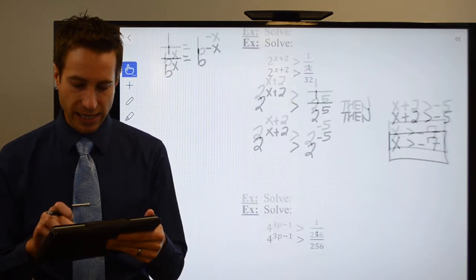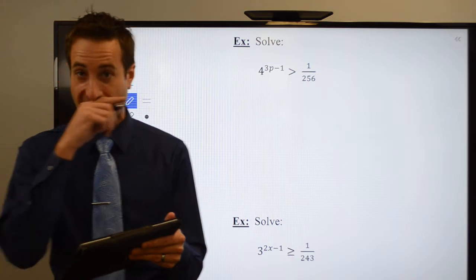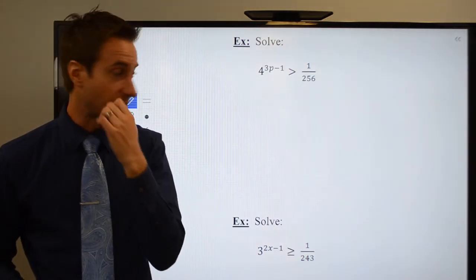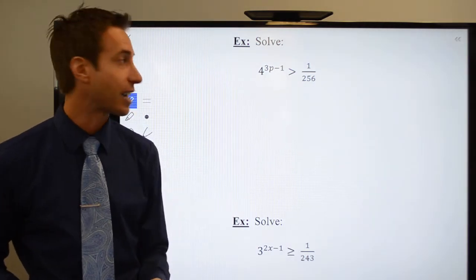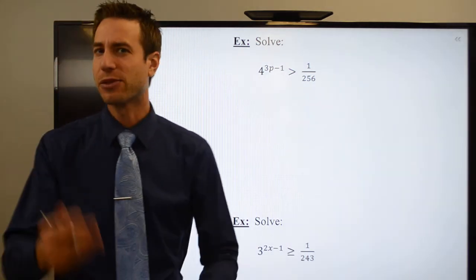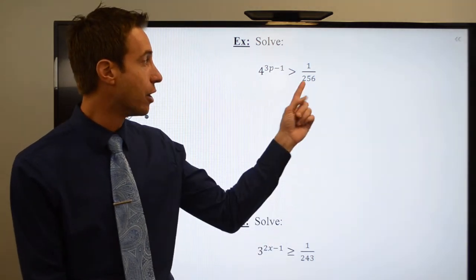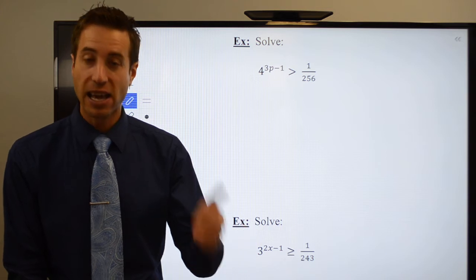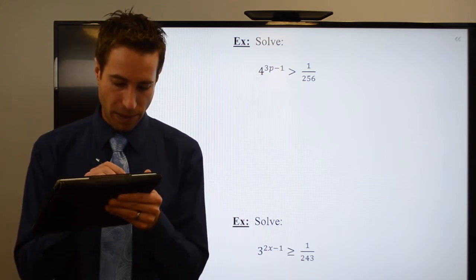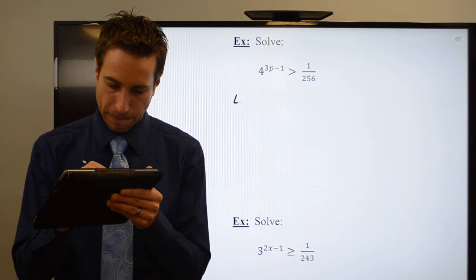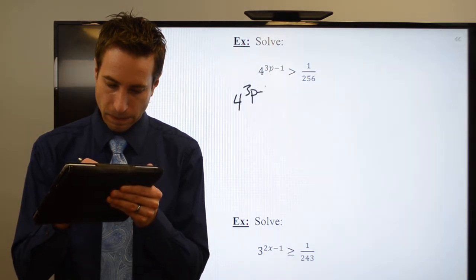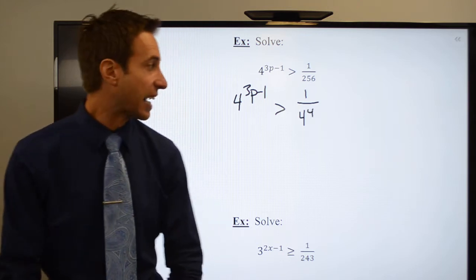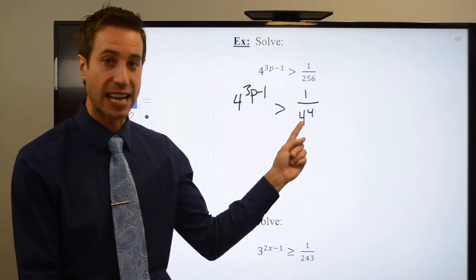Let's go ahead and try another one of these. I got one more for you here with the fraction where 256 is in the denominator. It's an inequality with a rational number, a fraction in it. And again, I don't think it would take you too long to figure out that I can rewrite 256 as 4 raised to the 4th power, greater than 1 over 4 to the 4th. Again, all I've done is rewritten the 256 as 4 to the 4th.